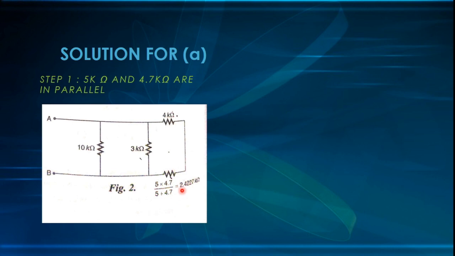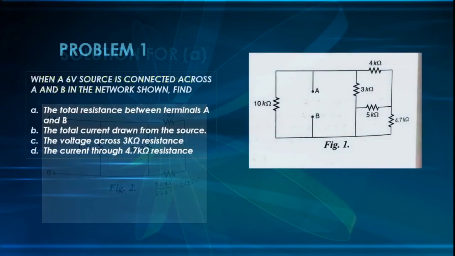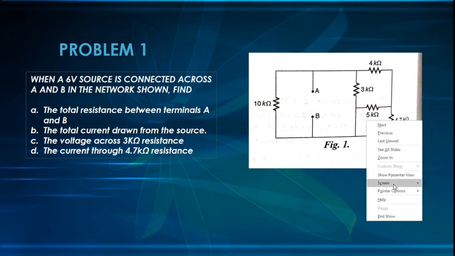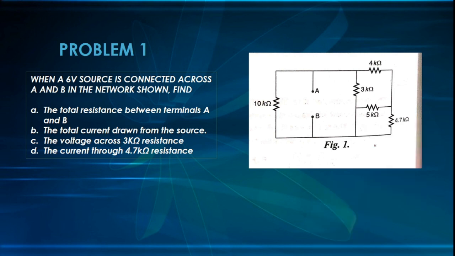Now let us start to find the total resistance in this circuit. If you see here, this 5 kilo ohm and 4.7 kilo ohm are connected in parallel. Parallel in the sense both ends of the resistors are connected. So we call this a parallel combination. In a parallel combination, the equivalent resistance is given by R1 R2 divided by R1 plus R2. I'll try to write if possible. So the total resistance is given by R1 into R2 divided by the sum.